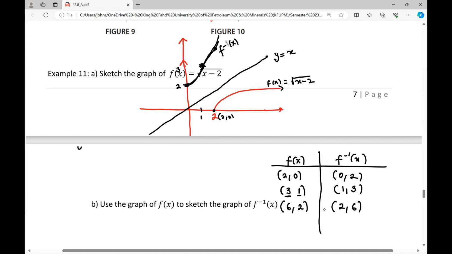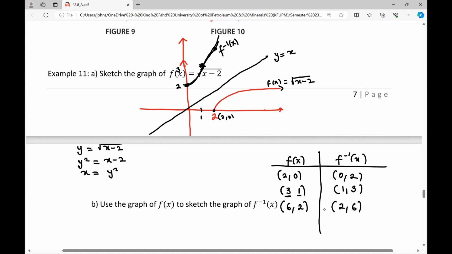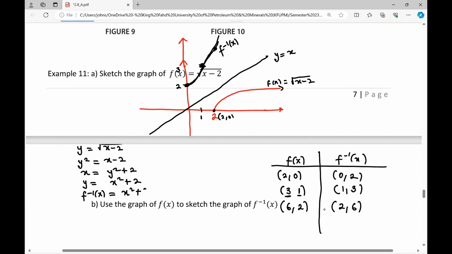And we can actually verify to see if this makes sense, because we can actually find the inverse of the function, right? What is the function? This is root x minus 2. So if you square both sides, you have y squared is x minus 2. You solve for x in terms of y, x will be y squared plus 2. Then interchange, so you have y is equal to x squared plus 2. So this is actually our f of x. The inverse is x squared plus 2. And you can see that it is an open up parabola.